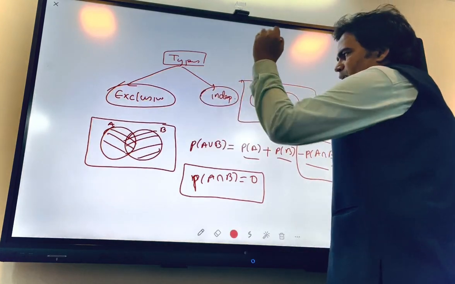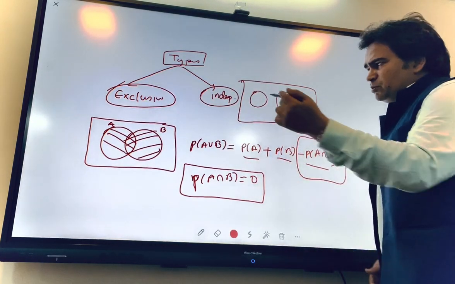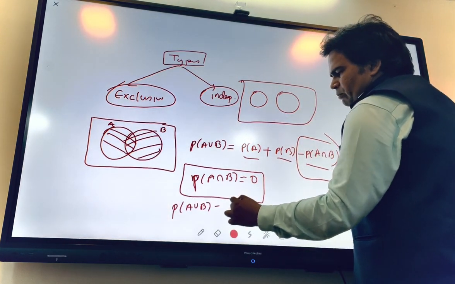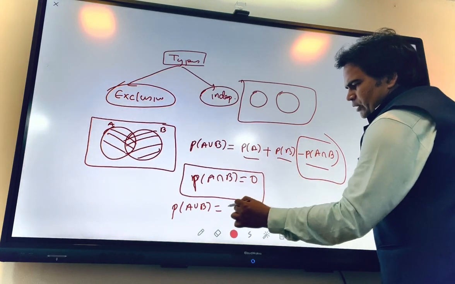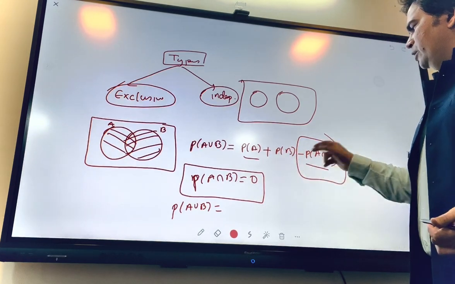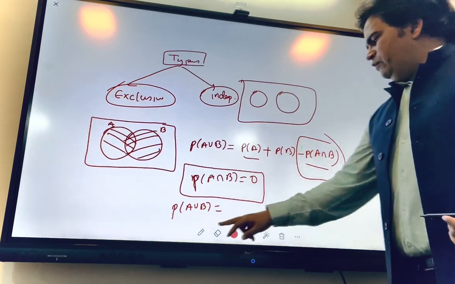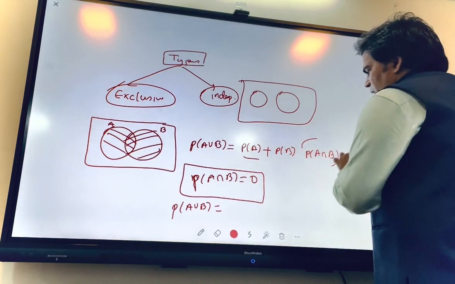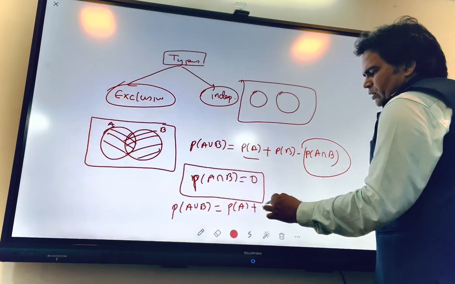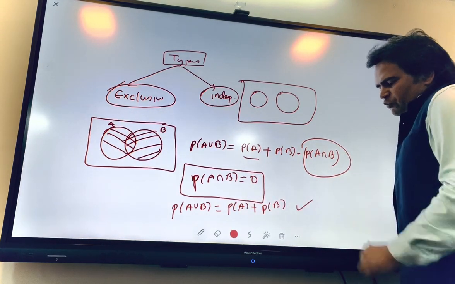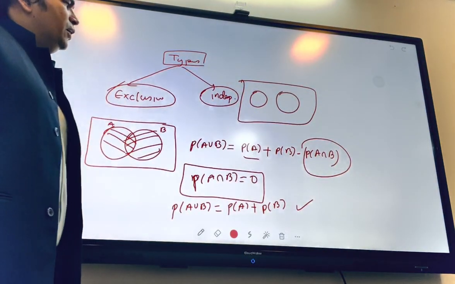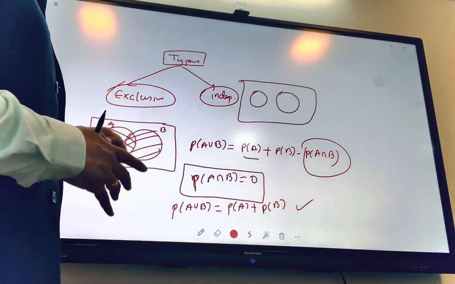Now coming to independent. But just before I go to independent, if you see the formula for A union B, it modifies to probability of A plus probability of B, because the intersection part is already 0. So if this part becomes 0, simply what we get is PA plus PB. This is like the OR condition. OR is addition, and AND is of course multiplication. I'm coming to that part also.